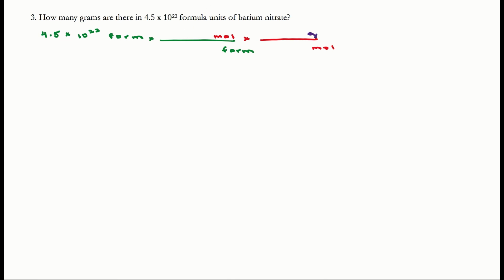Okay, so Avogadro's number, 1 mole, is 6.02 times 10 to the 23rd formula units. In order to get into grams, I need to know the molar mass of barium nitrate. So I have to write out the formula for barium nitrate. Barium has a 2+ charge. Nitrate has a 1- charge. Okay, so the formula for this is going to be Ba(NO3)2.